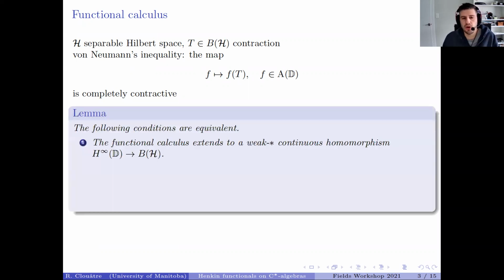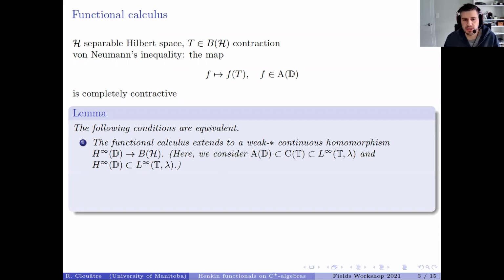What I would like to achieve here is item 1 in this lemma. I would like to know when it is possible to extend the functional calculus to a weak star continuous homomorphism from H infinity into B of H. Let me clarify quickly what I mean by weak star continuous.